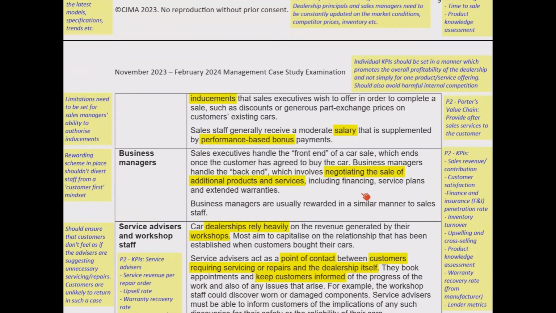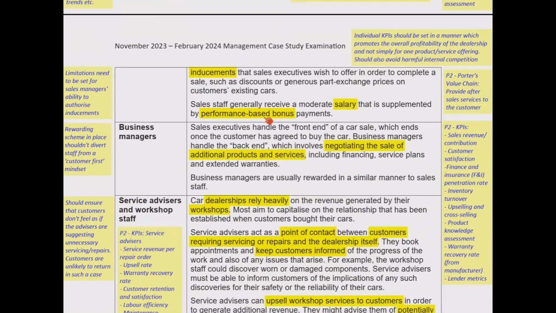Now, these sales staff also have a performance-related bonus. Again, making sure that that encourages them to do the right thing and encourages them to generate profit for Cuppcar, but without encouraging them to do the wrong thing by the customer, and also without setting measures which they might want to achieve, which then could cause a problem to other parts of the business, particularly perhaps the workshops.